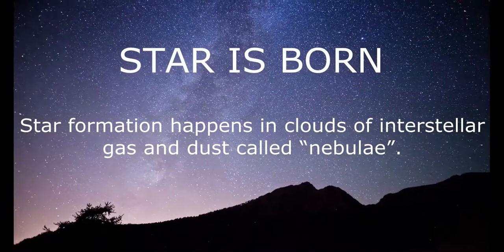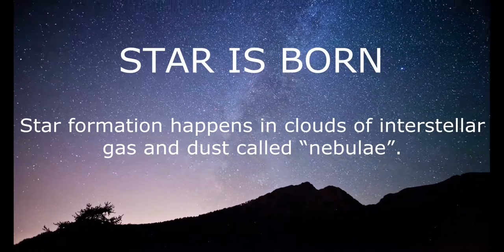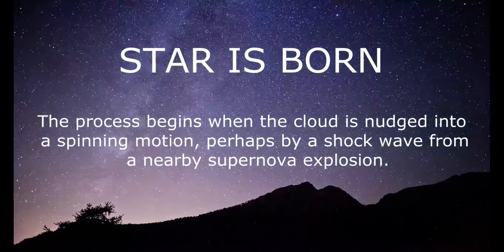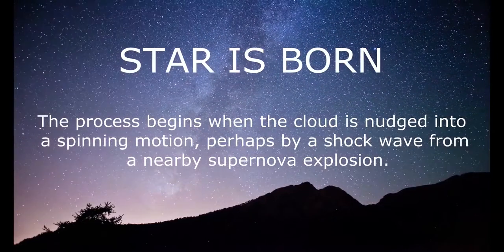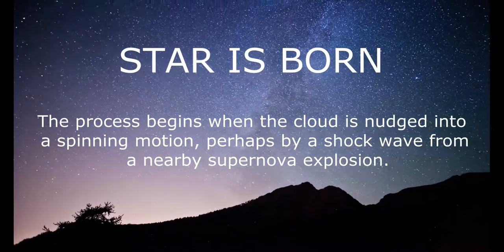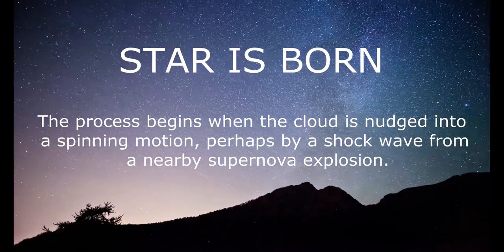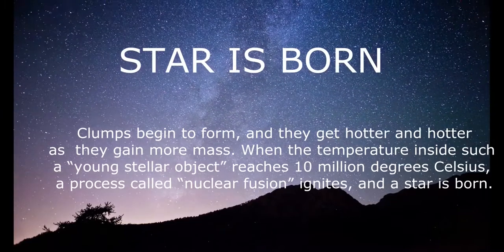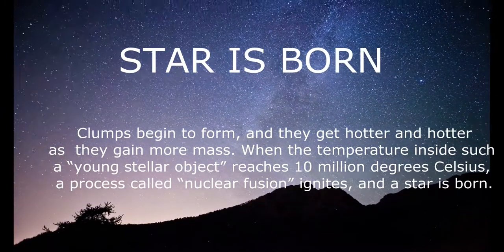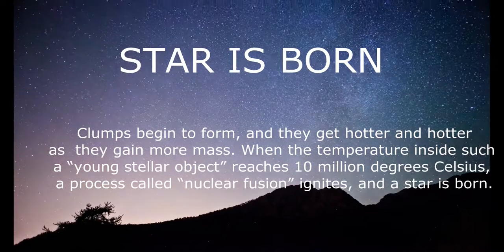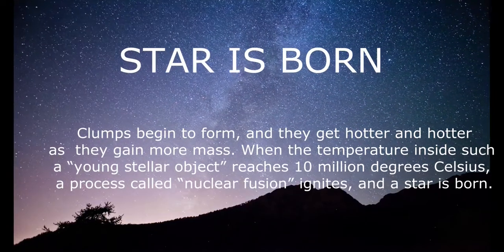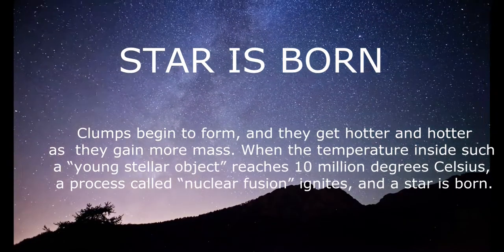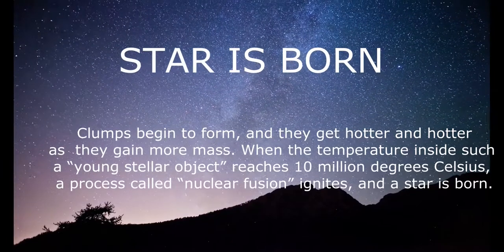A star is born. Star formation happens in the clouds of interstellar gas and dust called nebulae. The process begins when the cloud is nudged into a spinning motion, perhaps by a shock wave from a nearby supernova explosion. Clumps begin to form and they get hotter and hotter as they gain more mass. When the temperature inside such a young stellar object reaches 10 million degrees Celsius, a process called nuclear fusion ignites and a star is born.